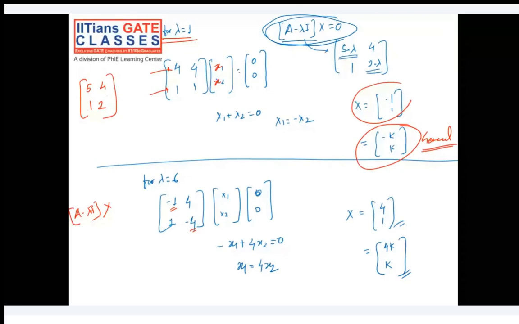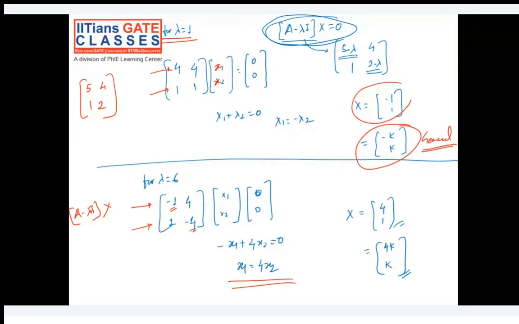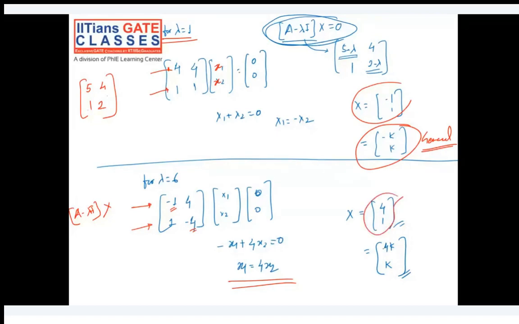Whether you take the first equation or the second equation, you are going to get the same equation, that is x1 equal to 4x2. Now, depending on the value of x2, if x2 is 1, then x1 is 4. This is the specific way of writing it. The general way would be, if x2 is equal to k, x1 will be 4k. k can be anything: 1, 2, 3, 4, 5, and so on.